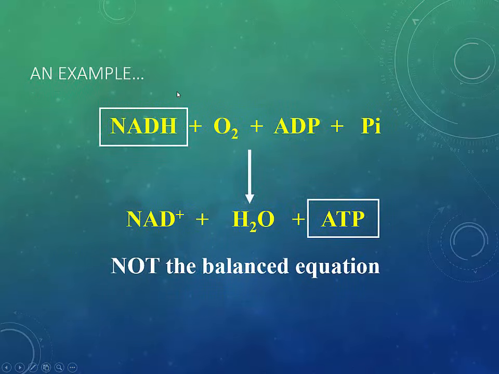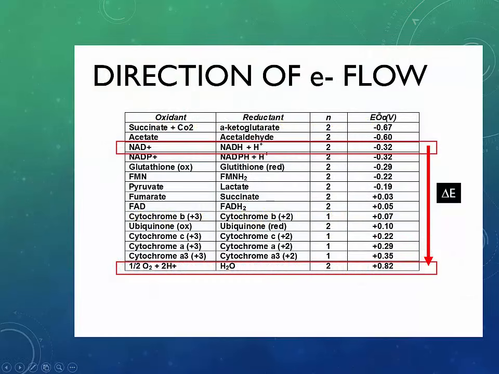So let's look at an example. So we can have NADH plus oxygen plus ADP plus inorganic phosphate ultimately going to result in NAD plus water plus ATP. So we go from NADH to the formation of ATP. So we're interested in how much energy is going to be available in the redox pair of NADH and oxygen, so that we can use that energy to create ATP. I'm not claiming this is a balanced equation. It obviously isn't, but I'm showing you an overall concept.